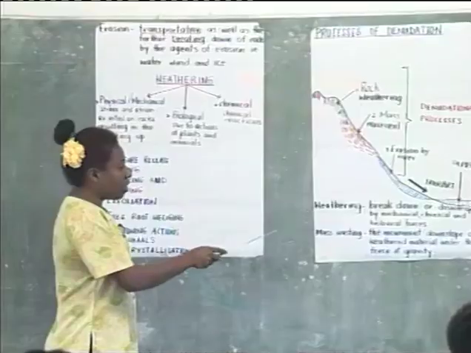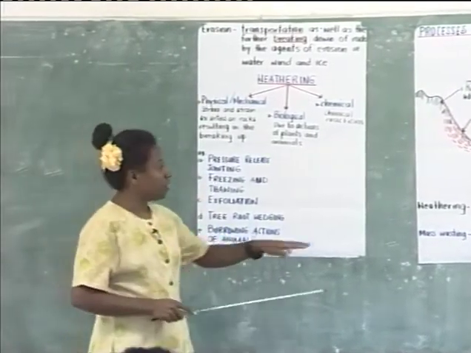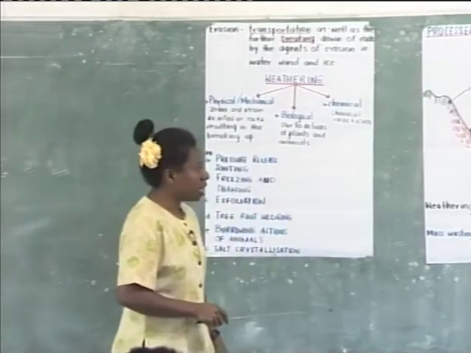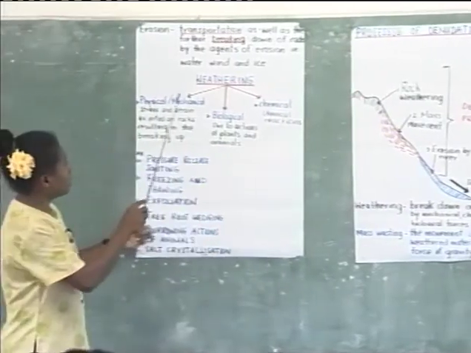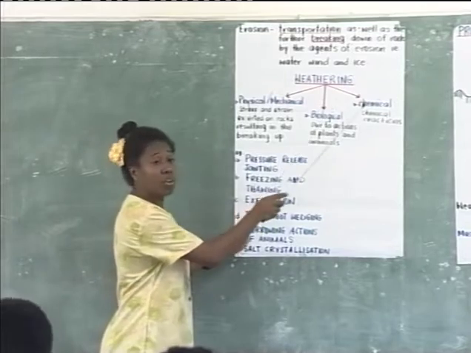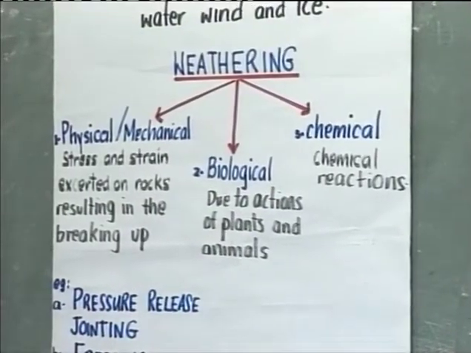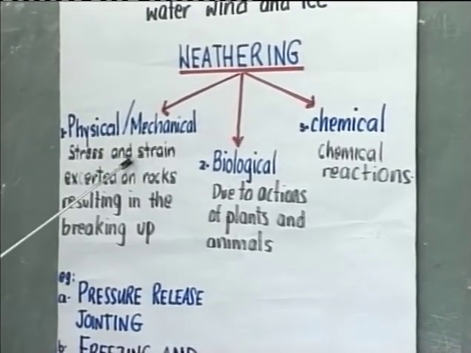Okay, we've looked at weathering, mass wasting, and erosion. Already our students have defined those three processes. And our lesson yesterday saw us look at weathering in more detail. And we looked at how weathering can be done physically, it can be done biologically, or it can be done chemically. And our lesson yesterday looked at some examples of physical or mechanical weathering.